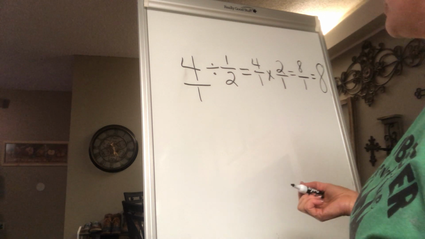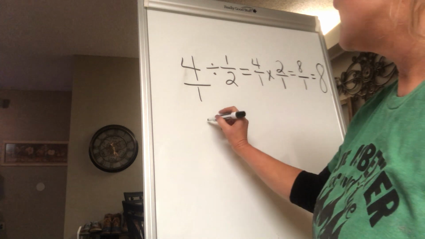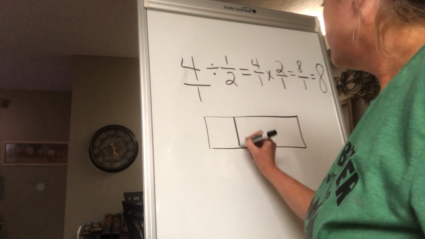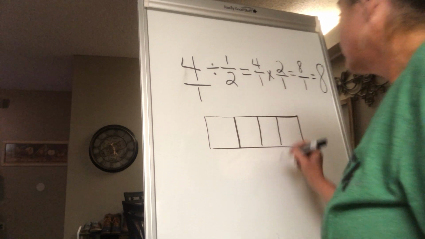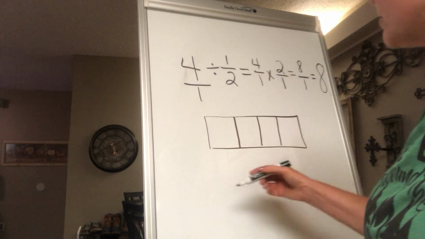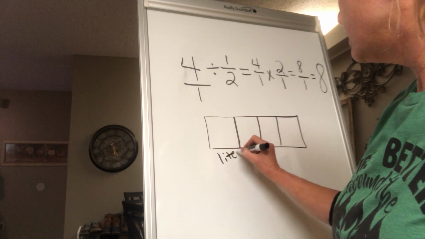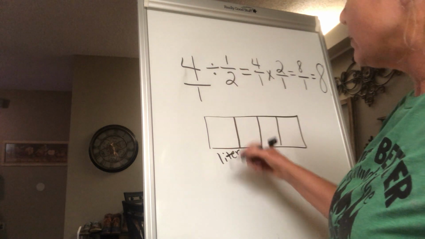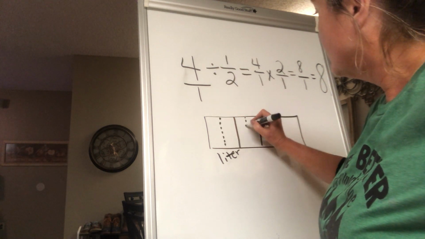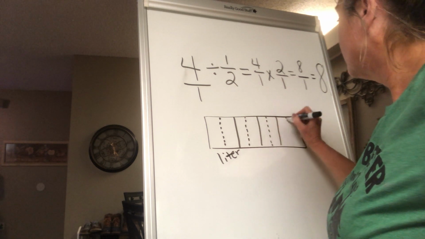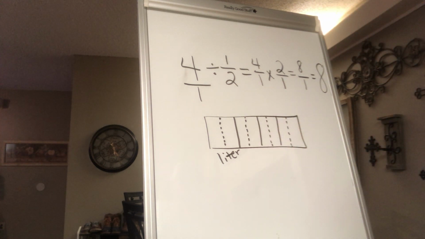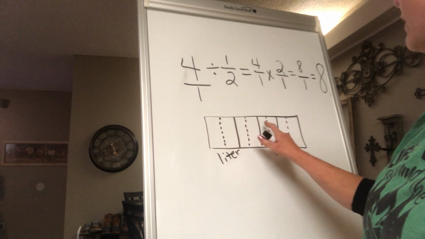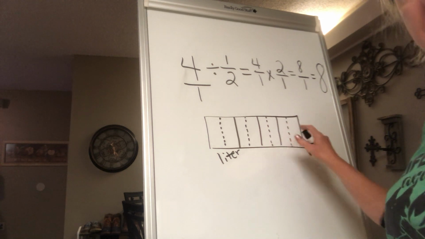If it asked you to draw a diagram of this, okay, you have 4 liters, so each one of these is a liter. And then it told you to divide each liter into halves. So how many half liters would you have? 1, 2, 3, 4, 5, 6, 7, 8.